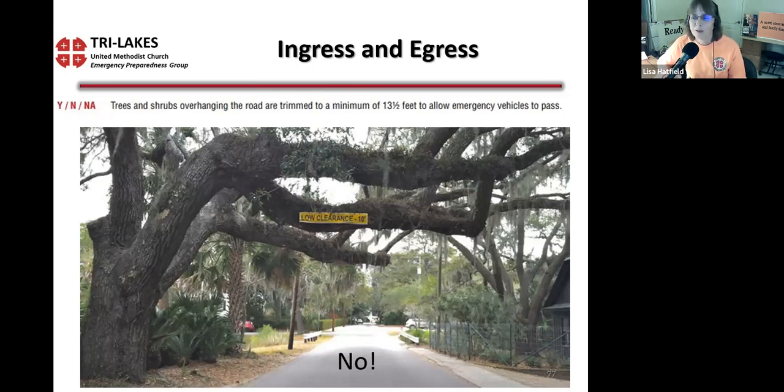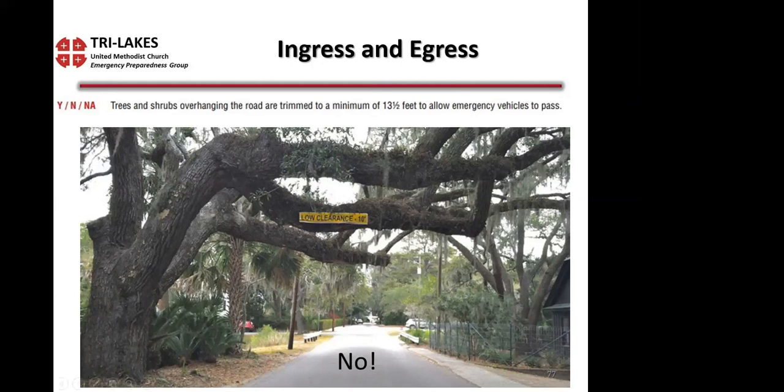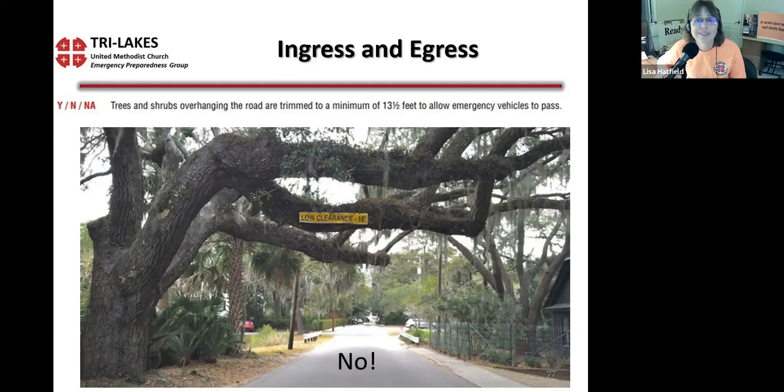Trees and shrubs overhanging the road should be trimmed to a minimum of 13.5 feet to allow emergency vehicles to pass without hitting low-hanging tree branches. This is only 10 feet here. I think this might be in Australia. And this is on a road. This isn't even a driveway. I don't even know why this is allowed. I guess it would be meters if it was Australia, right? Oh, yeah, it says 10 feet. I don't know. Well, anyway, don't let that happen near you.